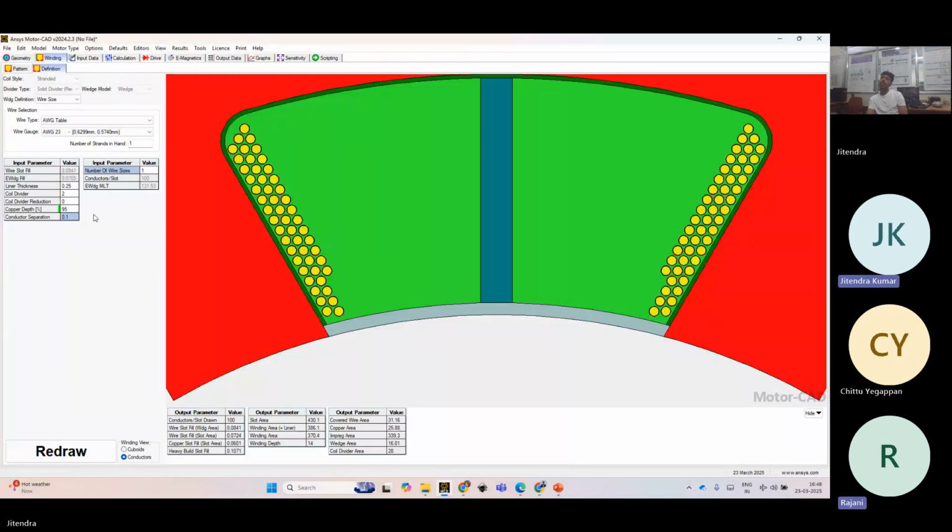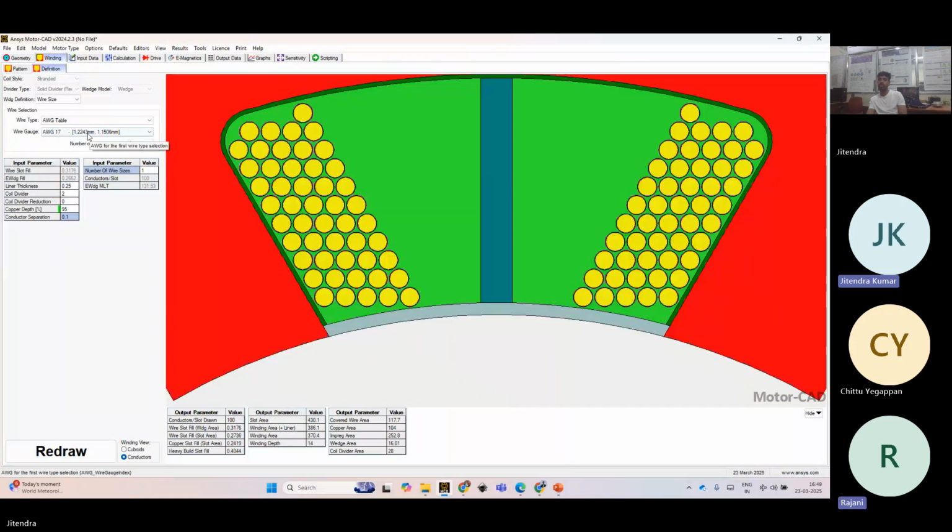If it is a traction motor, it's totally different. That's why the diameter is more. Heavy duty is different in general. You can see that as we increase the AWZ, our diameter is getting reduced. So for a higher diameter, we have to go to a lower AWZ.